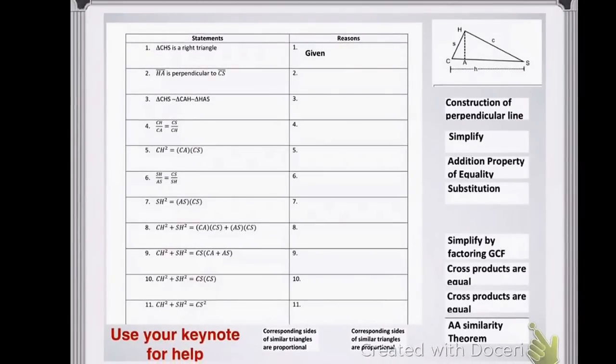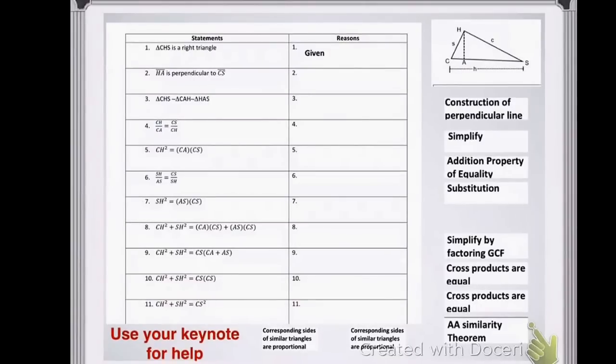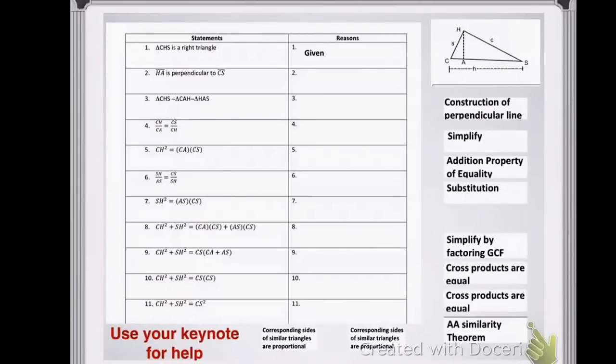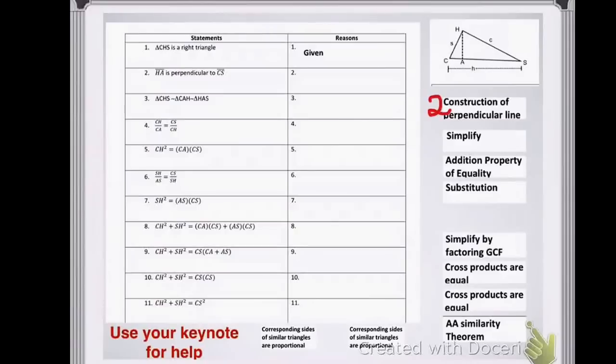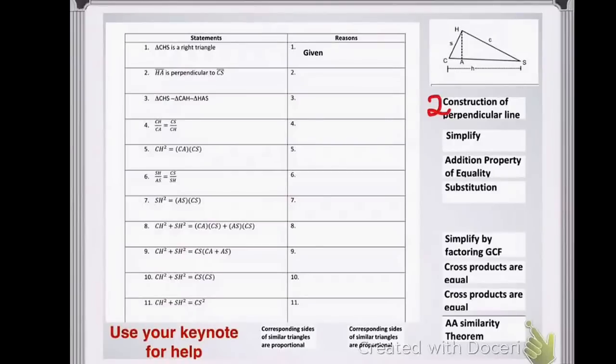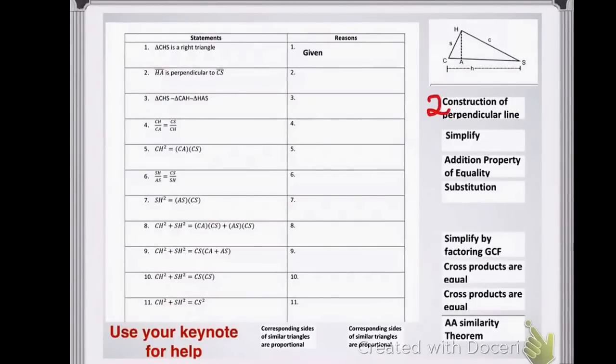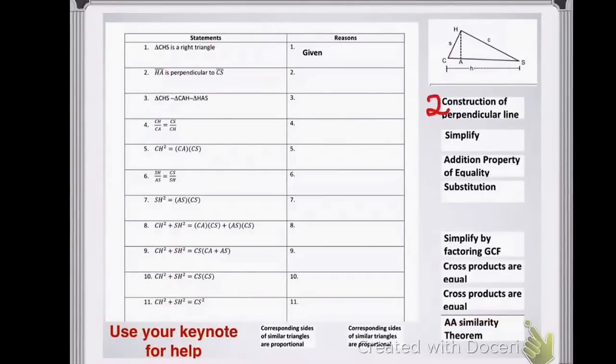On these, we want to fill in the information, all right? So if HA is perpendicular to CS, then we know that we can do construction of a perpendicular line. The triangle CHS is similar to triangle CAH is similar to triangle HAS. So if we want to know that, why are the triangles similar? We've got to use the similarity criteria. So that would be the angle-angle similarity theorem.